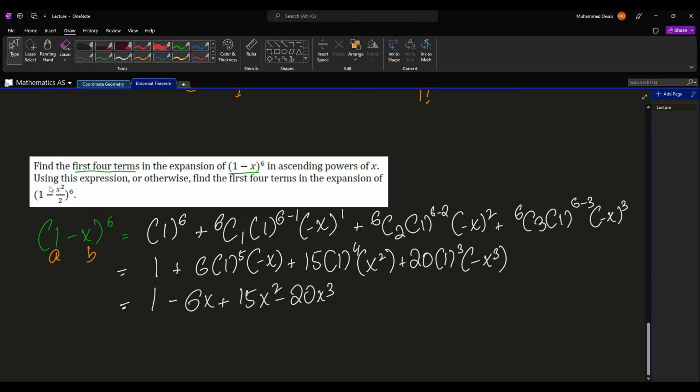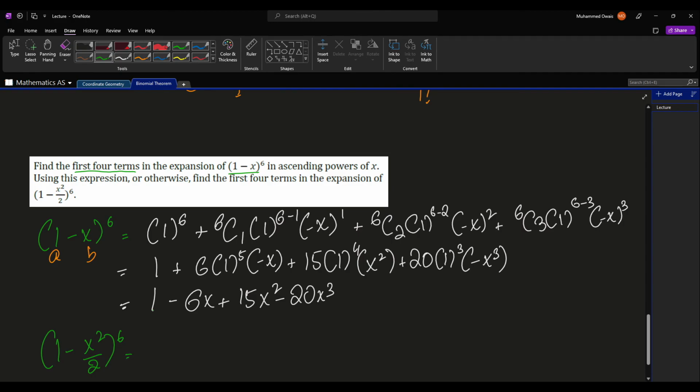Now then, it is telling us to use this expression, otherwise find the first four terms in the expansion of this. Now it is asking us to find the first four terms in this expansion. Now then, let us do that: (1 minus x squared over 2) power 6.